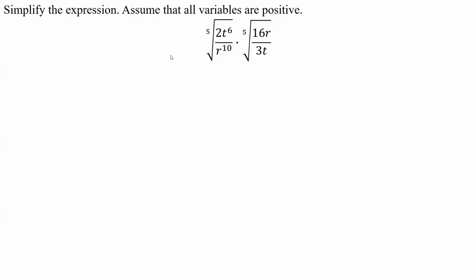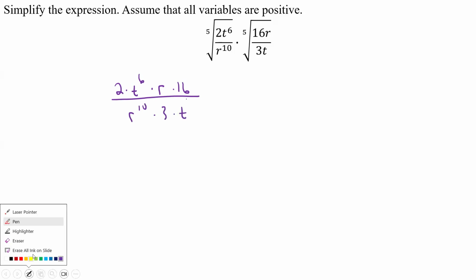All right, so we're supposed to again simplify this expression. So what we have is, let's write it out as we write it across. So we're going to have a 2 times a t to the 6th times an r, 16 first, but we'll put a 16 at the end, it's okay. And then over here we have r to the 10th times 3 times t.